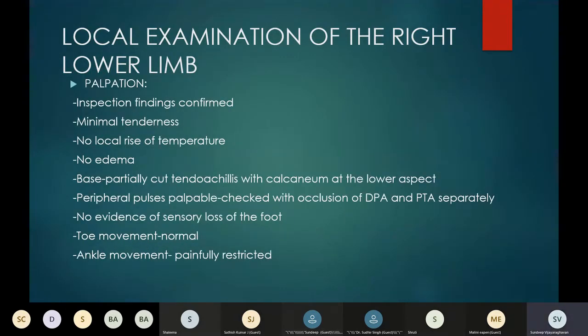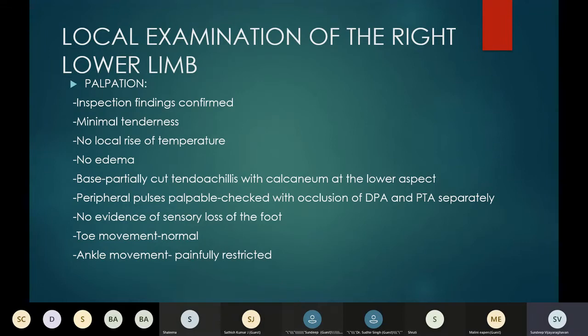Coming to palpation, the inspection findings were confirmed on palpation. There was minimal tenderness surrounding the wound. There was no evidence of local rise of temperature, no edema. The base on palpation appeared to have a partially cut tendo Achilles, and the proximal aspect of the calcaneum could be palpated at the lower aspect of the wound.